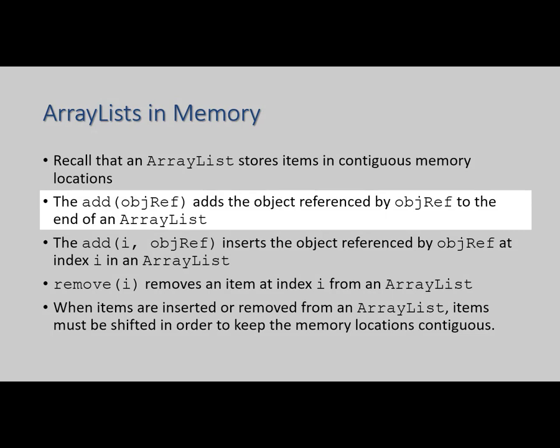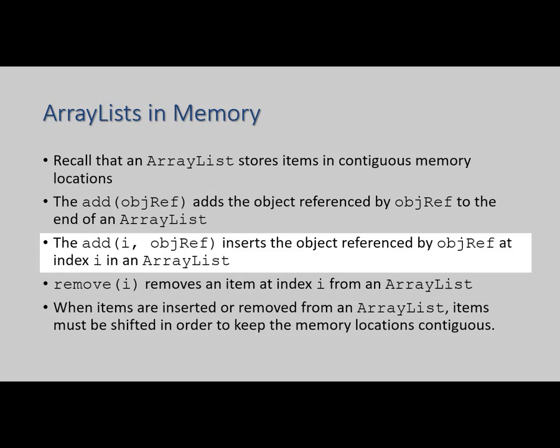The ArrayList add method, when called with a single argument, adds the argument object to the end of an array list. The ArrayList add method with two arguments inserts into the list at the index passed in as the first argument the object that is passed in as the second argument.